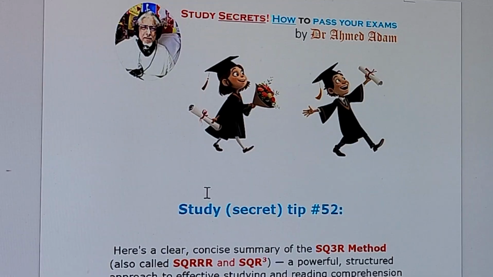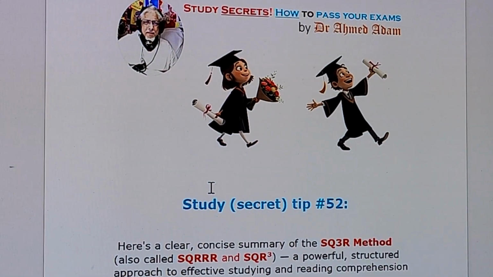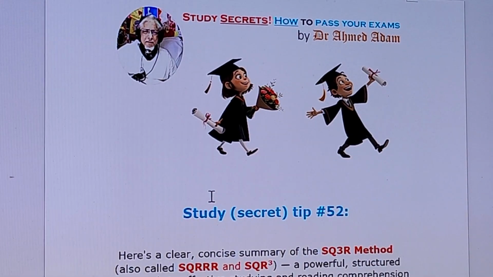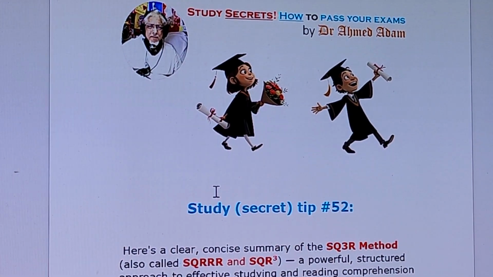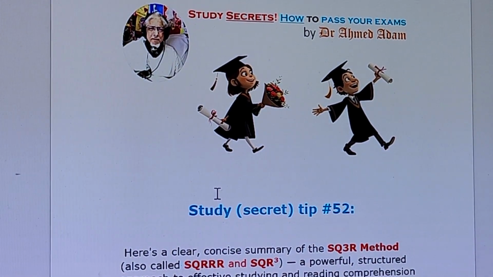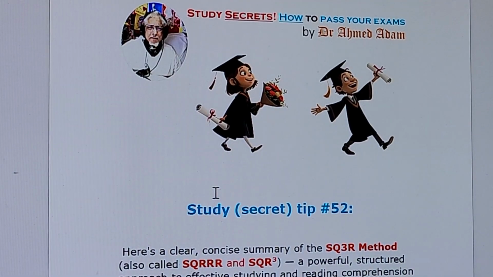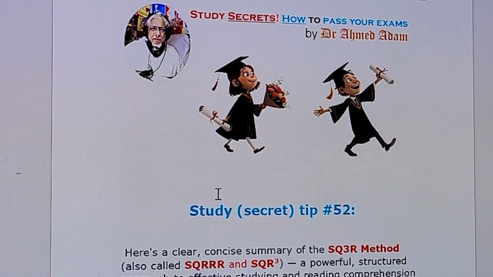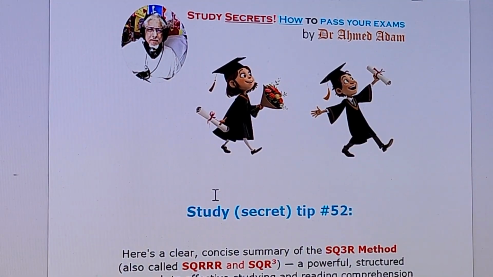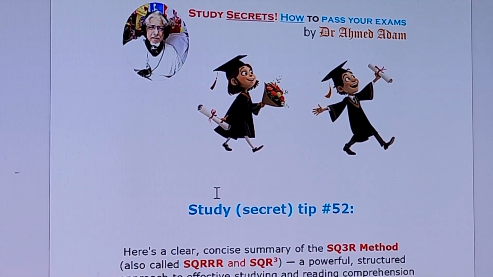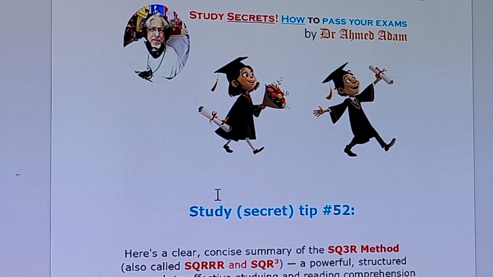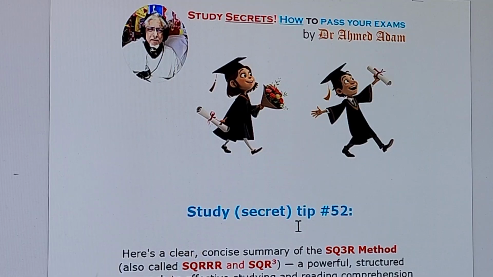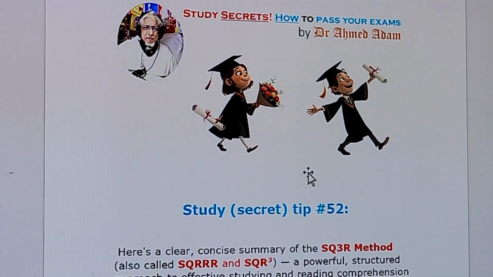Previously, when I posted this about a year or 2 years ago, the SQ3R method went viral because many of you did not know about this method. Some of you have been using it but did not know it was called the SQ3R method. It is a very powerful way to study, pass your exams and learn, irrespective of what the object of your study is. It is also known as SQRRR. So today, let's do a very brief revision of study secret number 52, which is very powerful.